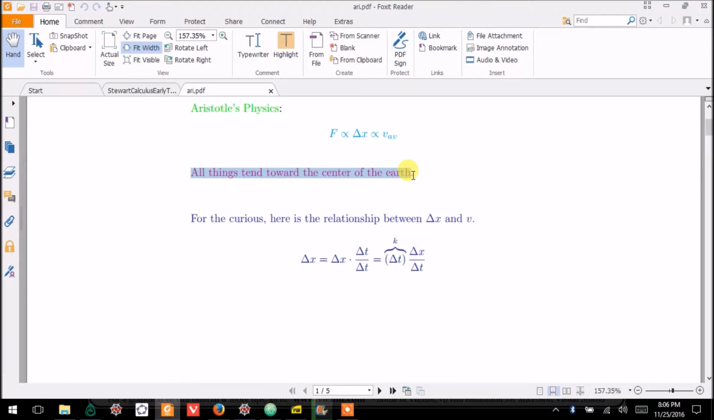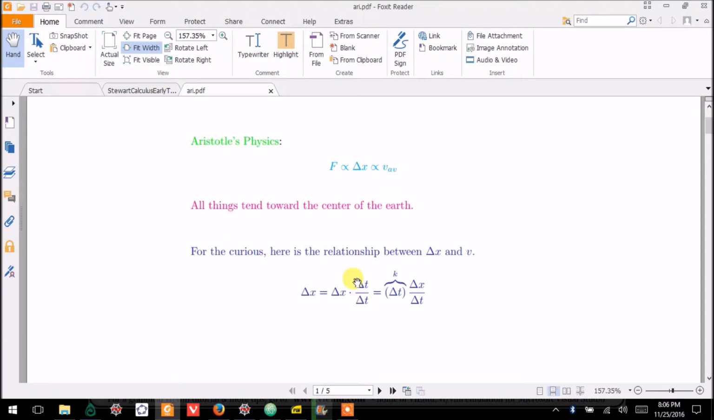But one of the upshots of this fact that Aristotle seemed to know quite well is that if force is related to the change in displacement, that means it's related to velocity, average velocity. Now, down here I give a mathematical demonstration, a kind of proof that this rearrangement can happen. The way that I do it is I just work in the delta t quantity. How do I do that? I can't change this thing, so I multiply by something equivalent to 1, but which allows me to work in the delta t quantity, and then I just rearrange and regroup things.